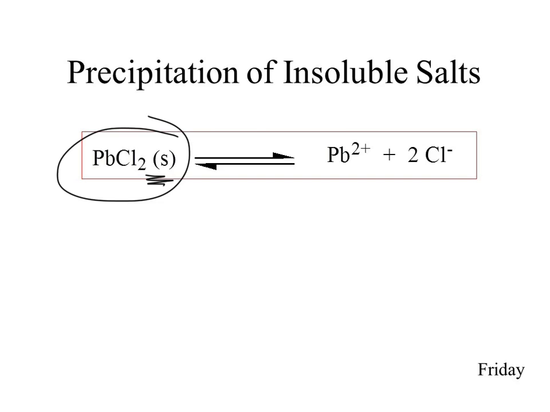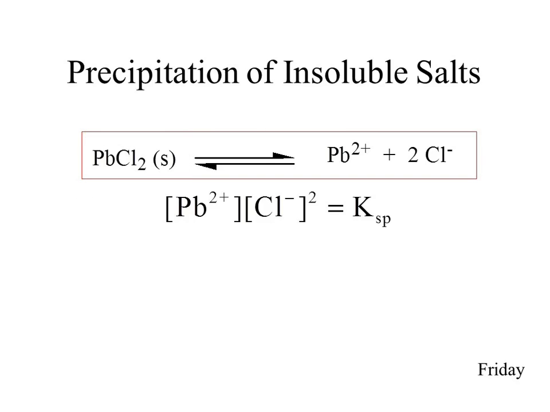So an insoluble salt would ionize, even though it's insoluble, we show it dissolving, right? That's what the stuff on the right is, it dissolving. We can write a KSP expression for it using what we know about writing equilibrium constant expressions like this.